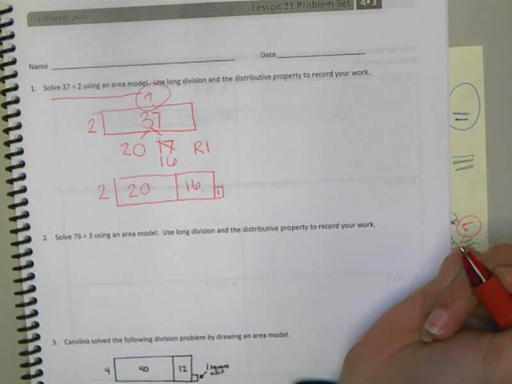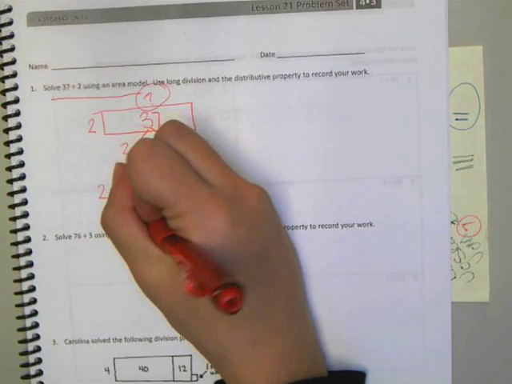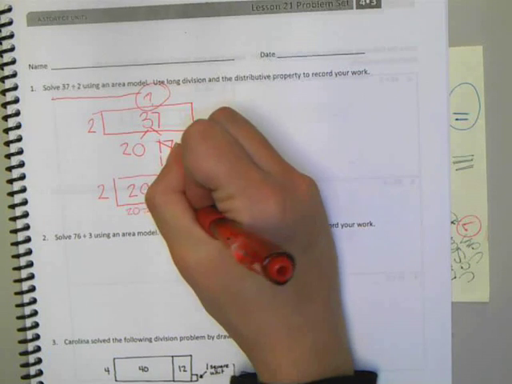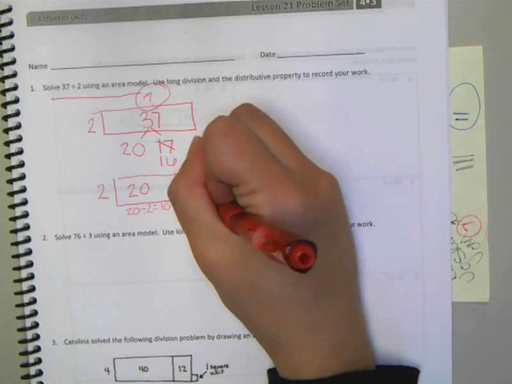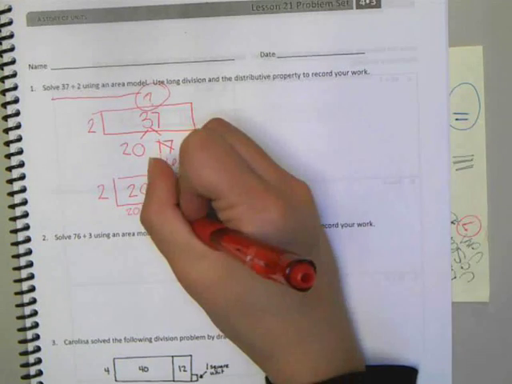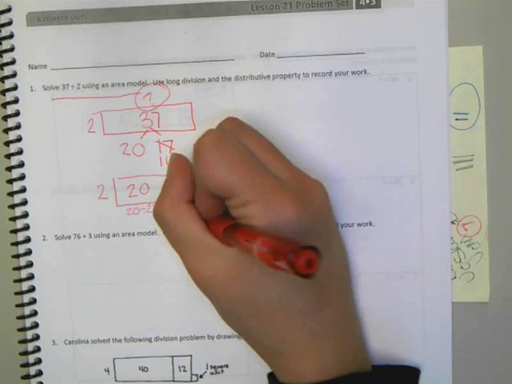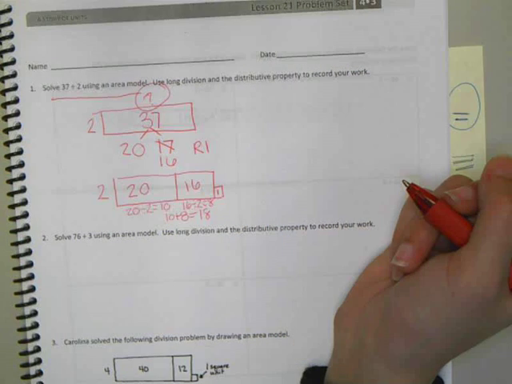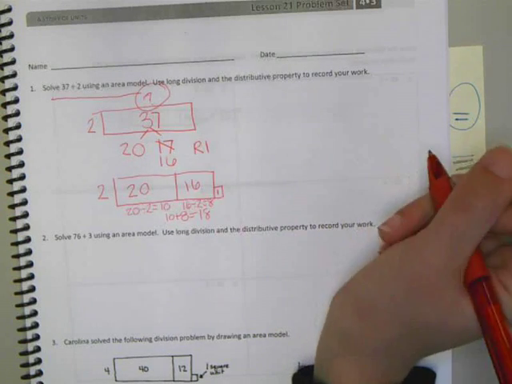Instead of drawing a math mountain or a number bond, I'm just going to start dividing right below. So 20 divided by 2 is 10, and 16 divided by 2 is 8. And then I'm going to add these up just like we were doing with the number bonds. 10 plus 8 is 18. And that's going to give me my number, except one thing, my little remainder here.